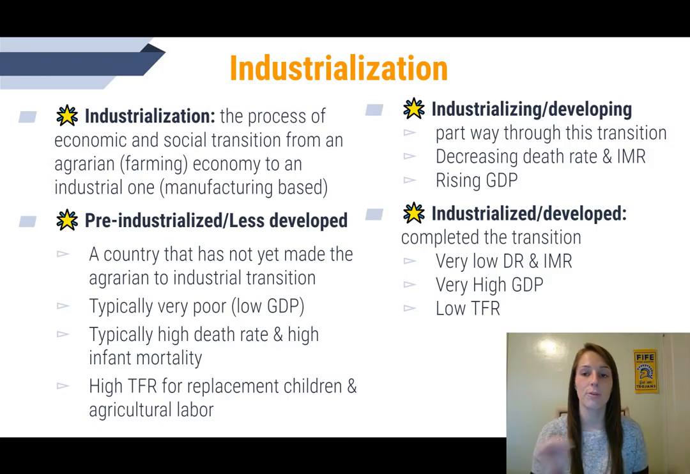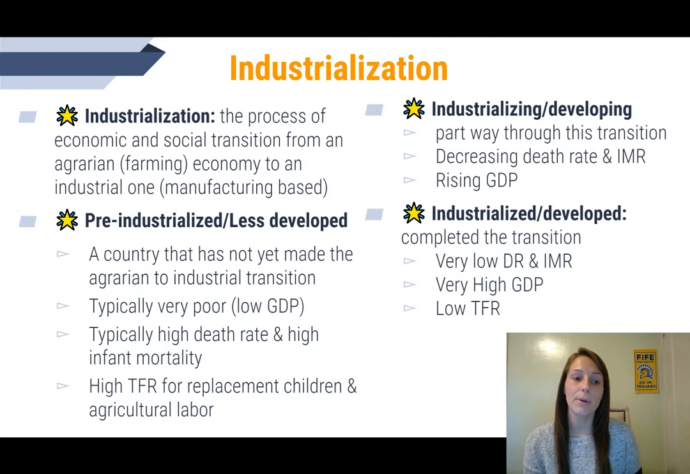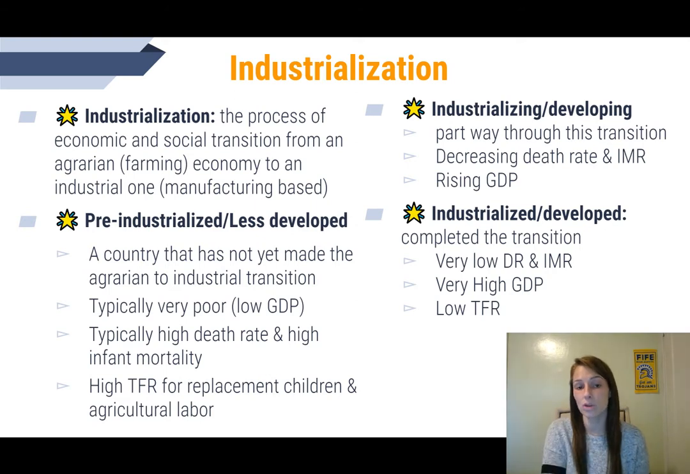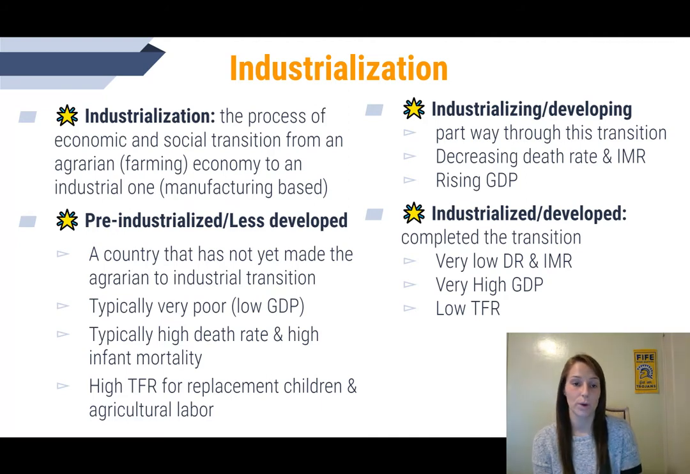Now we're going to start out with 4 important vocabulary words to be aware of as we're talking about these different stages. So the first vocab word is going to be industrialization. And this is going to be the process of economic and social transition from an agrarian economy, which is going to be farming based, to an industrial one, which is more manufacturing based.